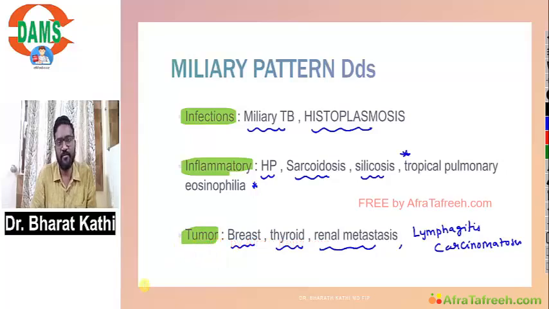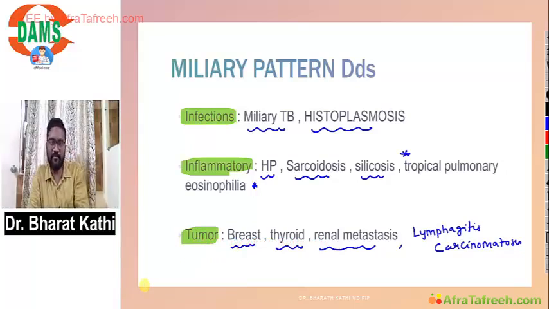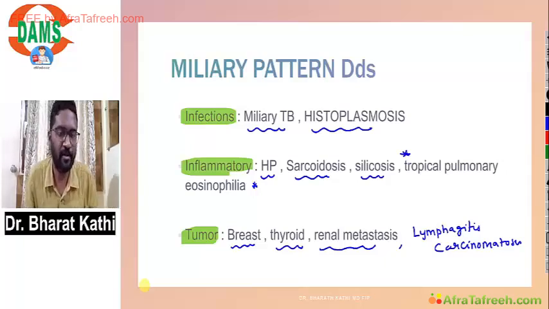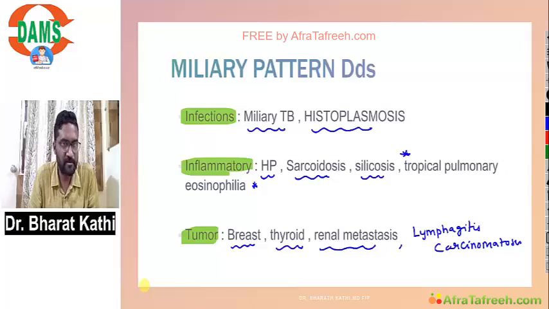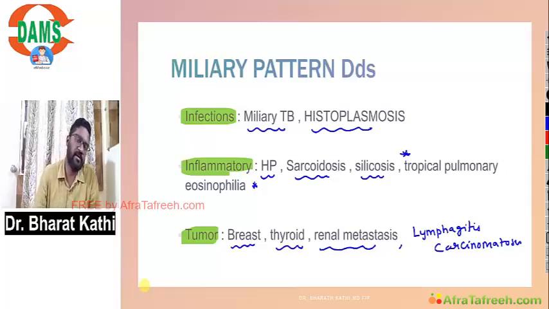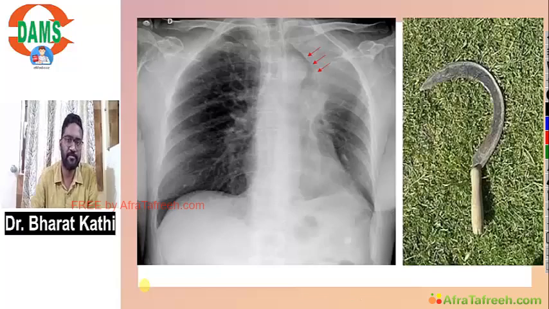So all those fungal infections, histoplasma, coccidioidomycosis, blastomycosis, and also nocardiosis, and non-tubercular mycobacteria can also cause miliary pattern. So miliary TB, histoplasmosis, hypersensitivity pneumonitis, sarcoidosis, silicosis, tropical pulmonary eosinophilia, tumors belonging to breast, thyroid, renal mets, lymphangitis carcinomatosis. All these are various differential diagnoses of miliary pattern.